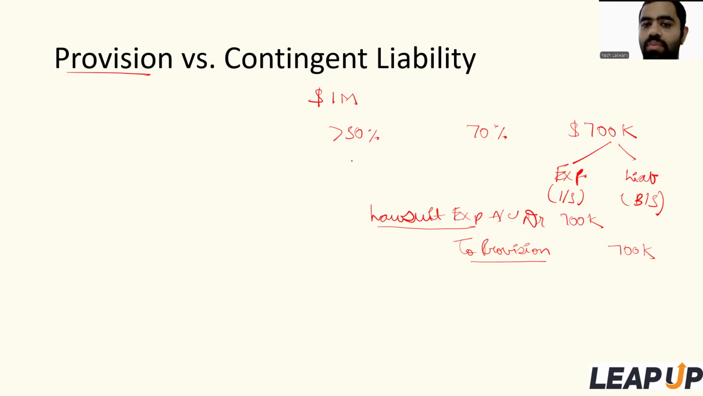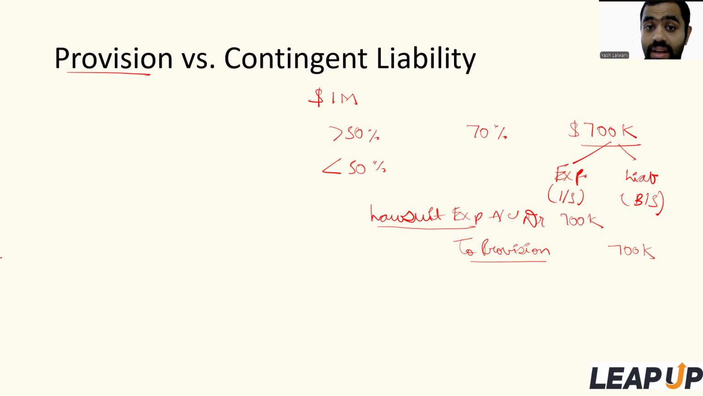Now, if the probability of losing is less than 50%, it is not that probable. It is just 30% possible. Let's say that we would be incurring an expense of around 700,000. Then we would not create a provision. We would not expense the income statement. We would just write a footnote in the notes to accounts of the company that we might incur 700,000 in the near future. If the likelihood is less than 50%, it is very meagerly possible that such a liability will arise. We will record a contingent liability.